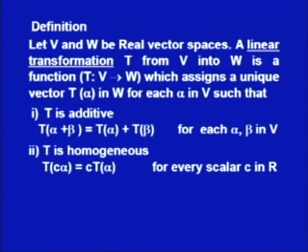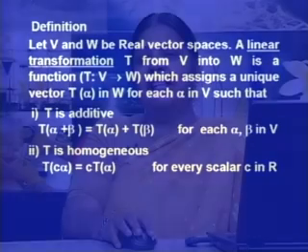The second property is T is homogeneous. By this I mean to say that when T is applied on C alpha, alpha is a vector and C is a scalar in R, then it becomes C times T alpha. So, T of C alpha is equal to C T alpha, and if these two properties are satisfied, then such a transformation T is called a linear transformation.